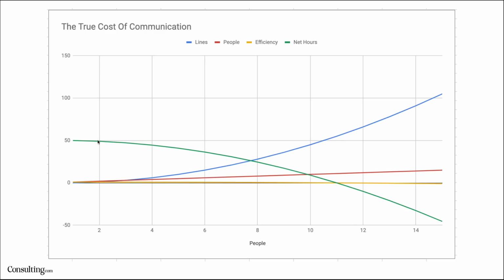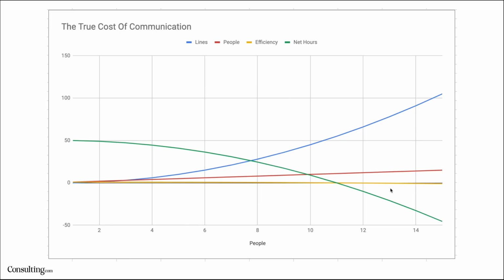And so net hours, as we add more people, goes down. This is the green one. So you can see as we add more people, communication lines increase and net hours goes down. And then the yellow line, we can see efficiency, right? And so we start going down with this as well.